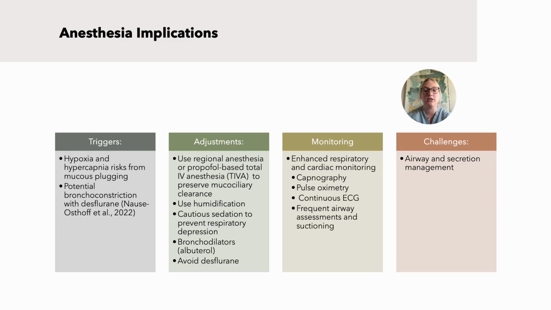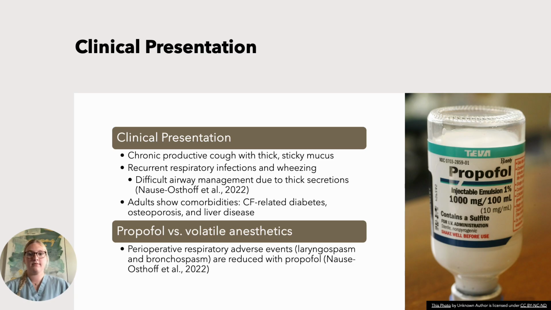So these patients are going to need some good monitoring. For sure, we want pulse ox and capnography because hypoxia and hypercapnia are some big triggers for these patients. We want enhanced cardiac monitoring. We want them on an ECG, and we really need to frequently suction these patients. They have a lot of mucus, and we need to do frequent airway assessments as well. And then some challenges are always just going to be airway and secretion management too.